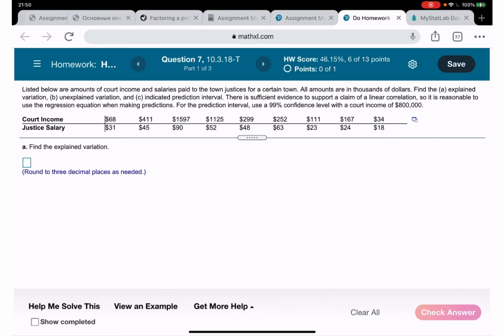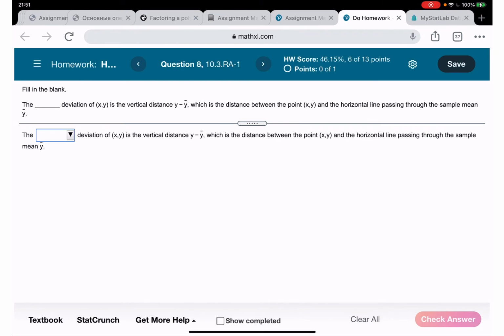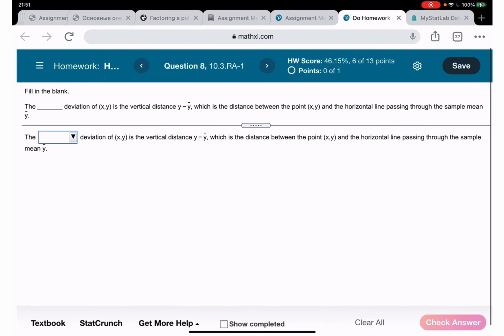So question number 7. It's going to be exactly the same thing, so you can do it. I'm not going to do it. See if it will open. No, it won't open. So question number 8. Let's see what we have here. Okay, this is a different story. So let's understand what we have.